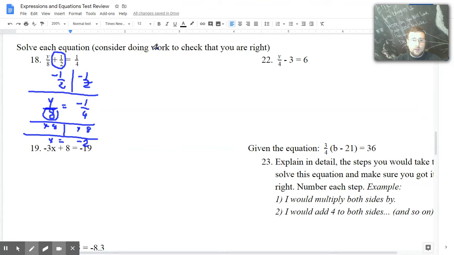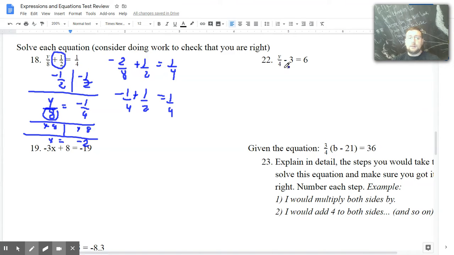We saw the first one. You could actually check to see if you were right. If you wanted to, all you have to do is plug that back into the original expression, and we get -2/8 plus 1/2. Is that equal to 1/4? Well, -2/8 is the same thing as -1/4, and plus 1/2. 1/2 is 2/4. So yeah, you would get 1/4 with that.